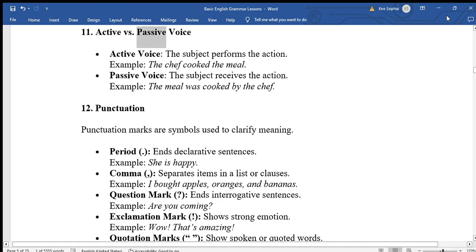11. Active versus passive voice. Active voice: the subject performs the action.